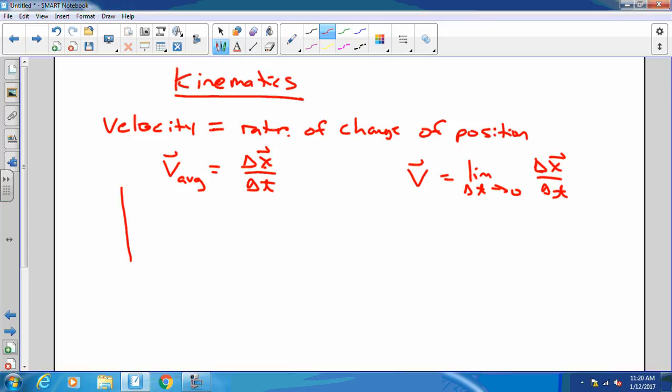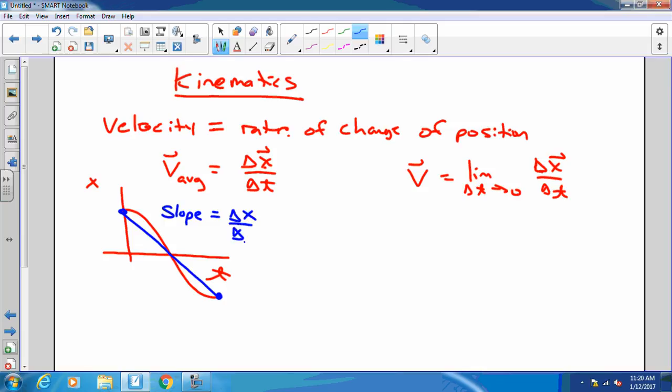Visualize, what does this look like? If I'm working in one dimension and I have a graph of position versus time, maybe my graph looks like this, then the average velocity for the entire trip looks like a slope. And that slope, according to what you learned all the way back in Algebra 1, is change in x over change in time, rise over run, and therefore it is equal to the average velocity. So we want to visualize the average velocity as the slope over the entire trip.